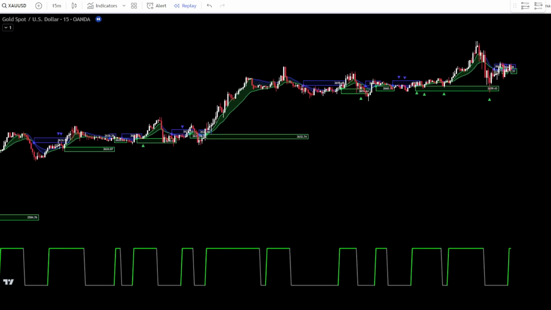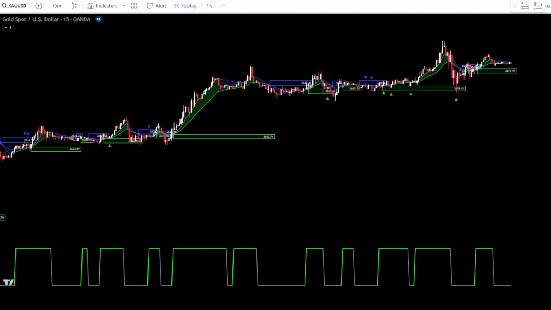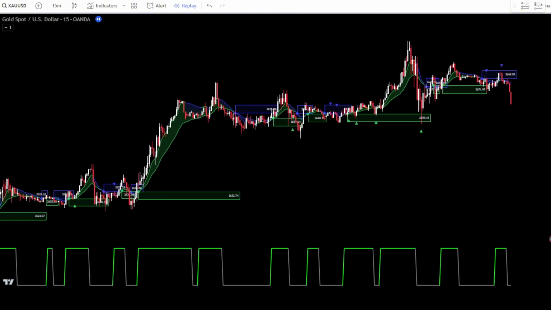But don't worry, aside from being suitable for scalping gold, you can also use it for other assets like forex, crypto, and more.